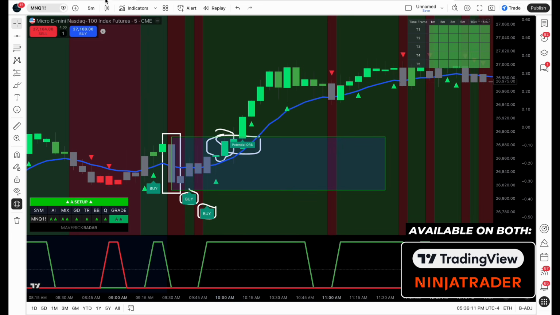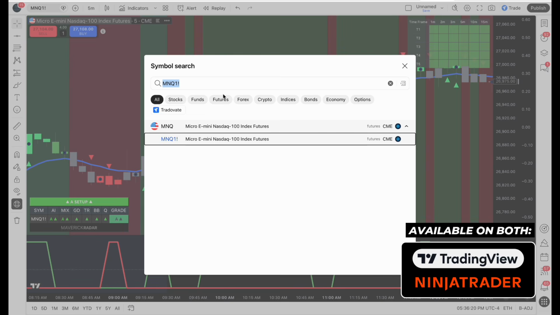Pretty cool stuff here. That's NQ. You would have taken this whole thing. You could have taken a lot of it before it started to retrace and jumped out. Let's take a look at ES.